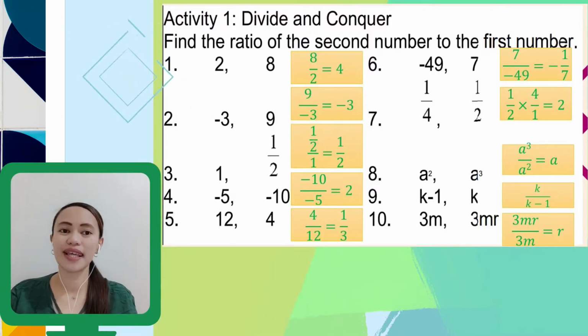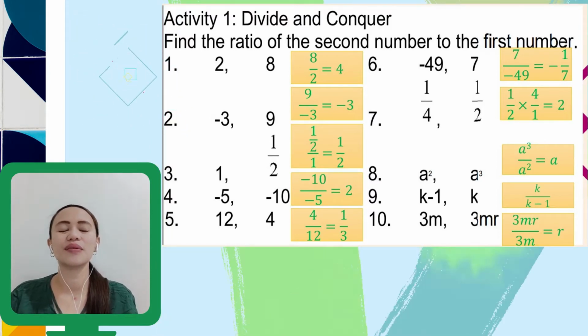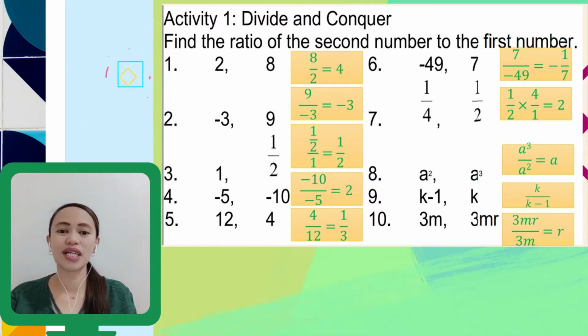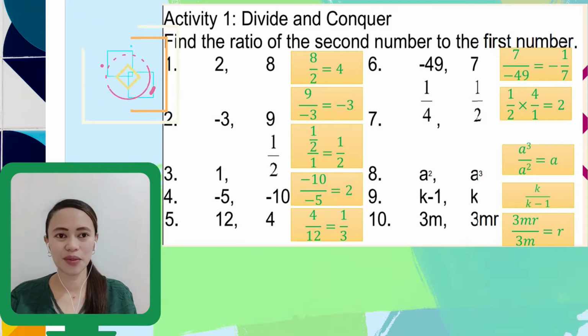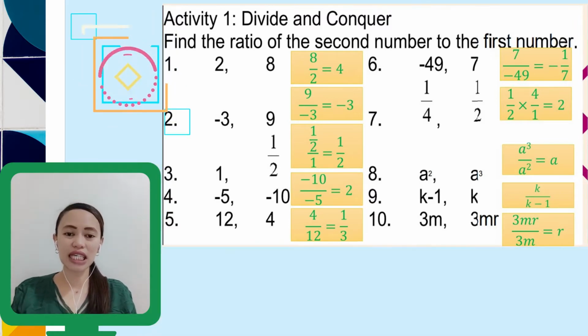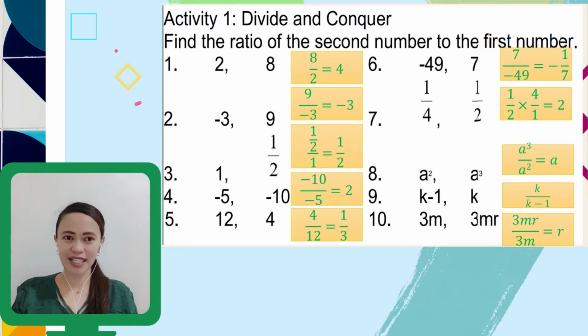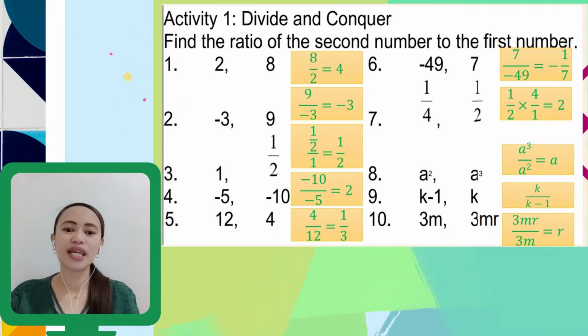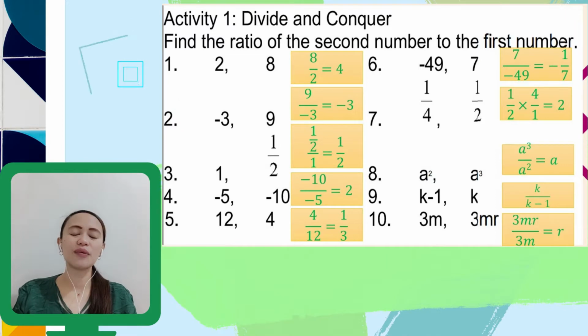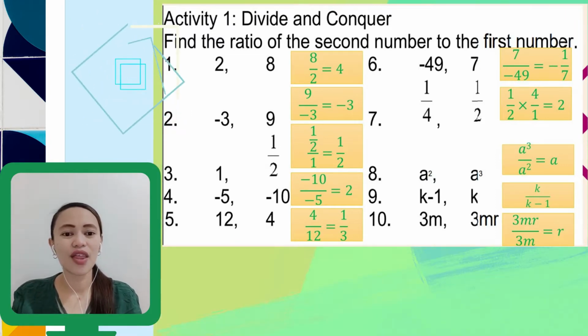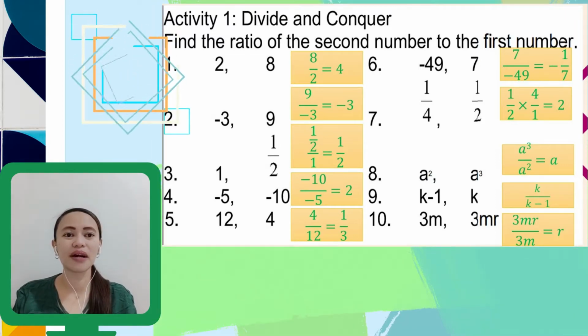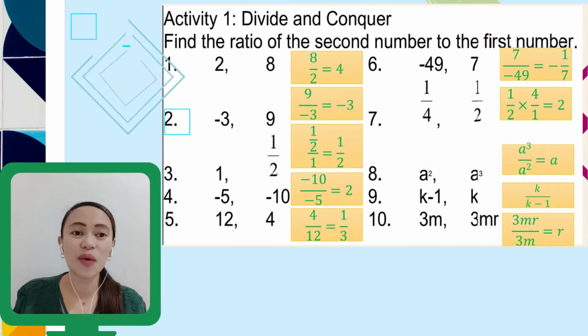Okay, let's have number 1. So we have 2 and 8. So 8 divided by 2 is equal to 4. So that's the ratio. Now let's have number 2. We have negative 3 and 9. 9 divided by negative 3, the answer that we have is negative 3. And then let's have number 3. We have 1 and 1 half. So 1 half divided by 1, and that is 1 half.